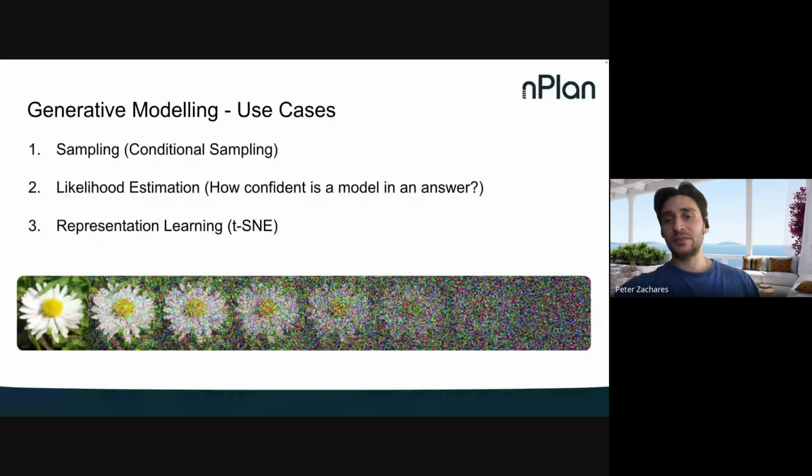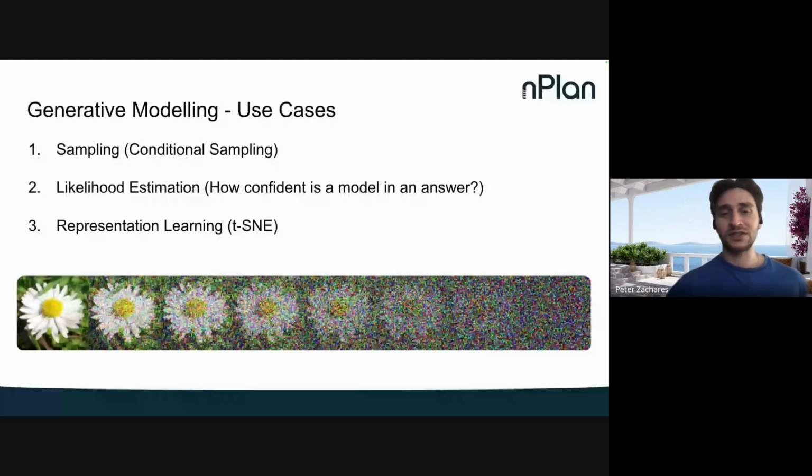One that I wanted to highlight, because maybe a lot of you have seen it before in papers, is t-SNE plots. t-SNE as a method is actually a form of generative modeling that is used for representation learning, where you're trying to approximate the distance distribution between points in your original data set in a lower dimensional space.